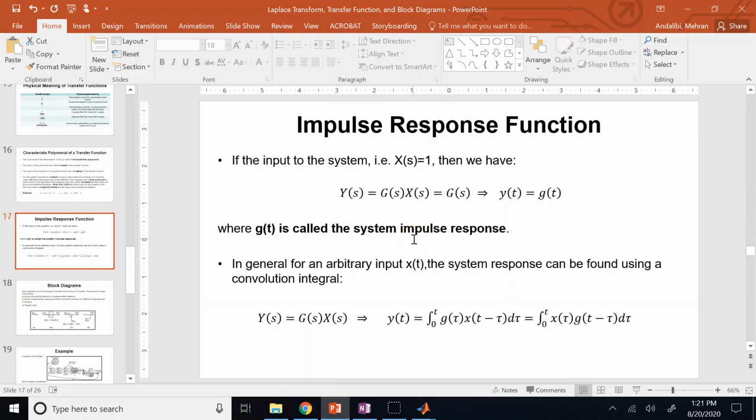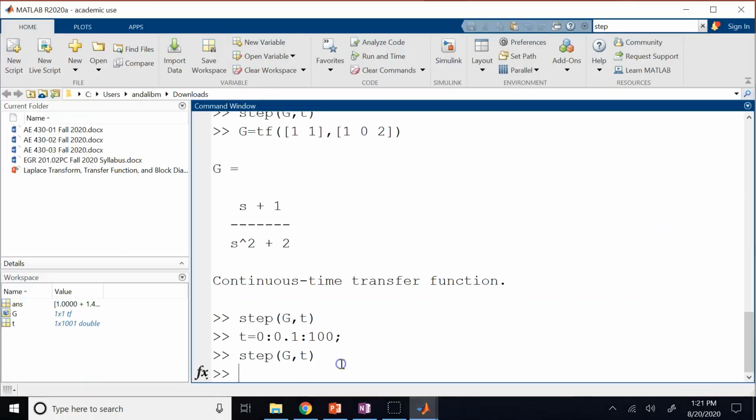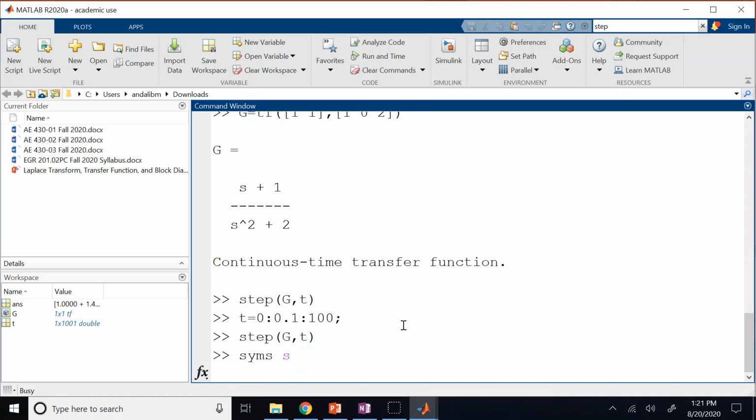So if somebody says, what is the impulse response of the system with this g of s, you just invert that g of s and find the impulse response, right? So let's say in the case of this one here, if somebody says, what is the impulse response of this system? You use the command ilaplace or you use partial fraction expansion and find it. You can see just from here that it is a combination of sine and cosine. But if you want to do that, use the symbolics, correct?